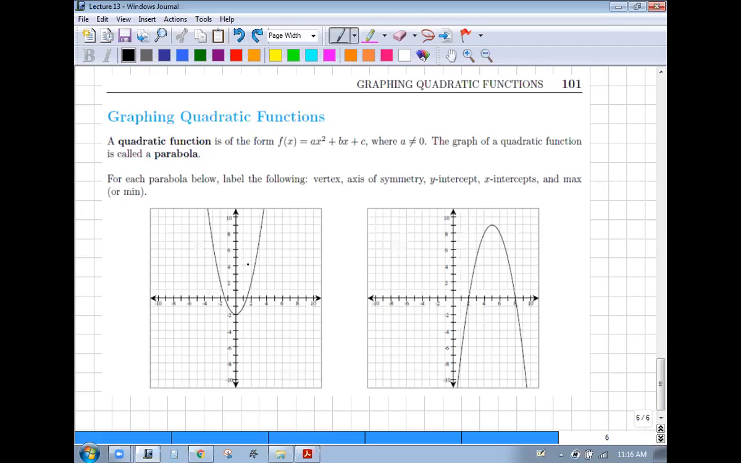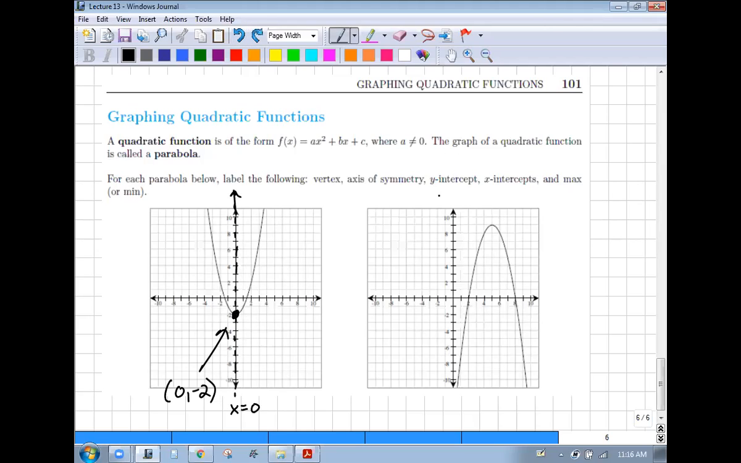Okay, so for the first one here, here's our vertex. The vertex is (0, -2). The axis of symmetry is this line right down the middle. It's called the axis of symmetry because you can fold the graph over that line. So that line right there is x equals 0. It goes all the way up, all the way down. It takes on all possible y values, but the equation for that line is x equals 0. Every point on that line has an x value of 0.